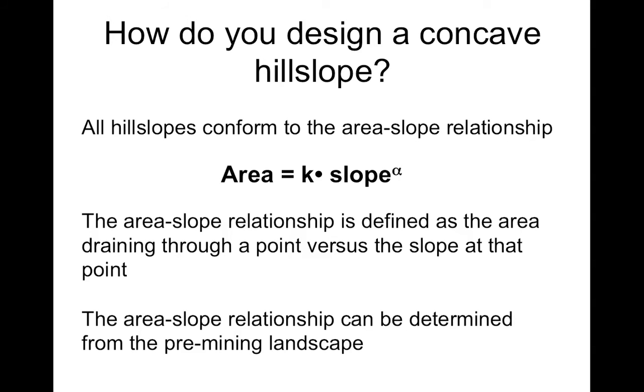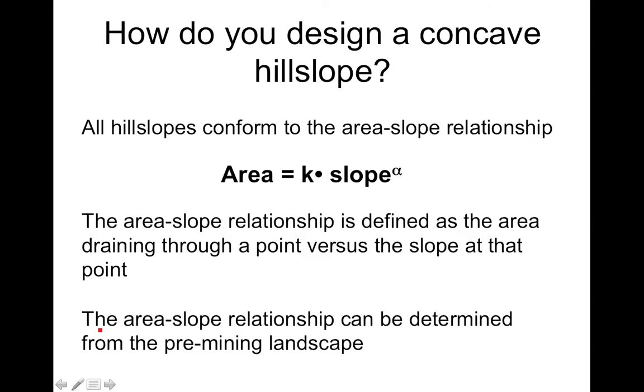So how do you design a concave hill? Well, all hill slopes conform to this slope area relationship, and typically you have the area above a point that's contributing flow is proportional to some constant times the slope raised to some power, right? And this area slope relationship defines the contributing area, and if you have a big rainfall event, that contributing area is going to be somehow related to the total amount of flow flowing through that point.